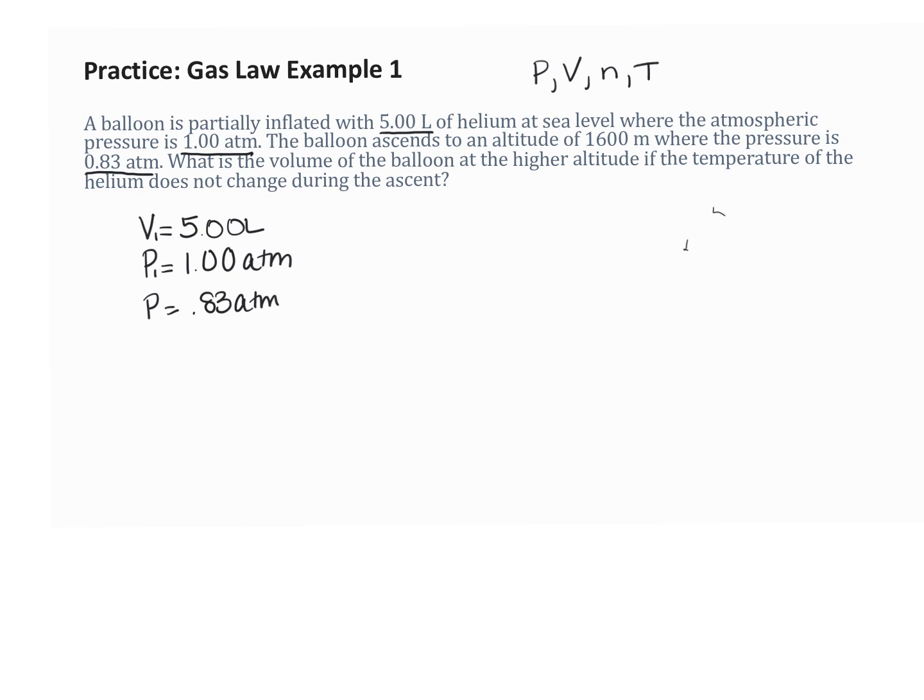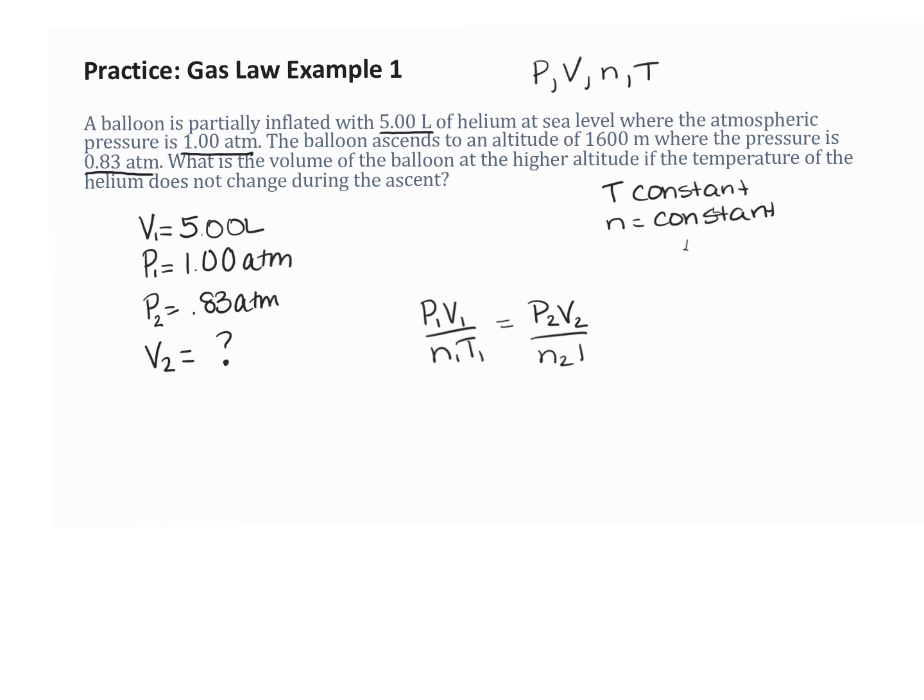What is the volume of the balloon at the higher altitude? So we are looking for the second volume here, and it tells us the temperature doesn't change. And so that means the temperature is constant because it doesn't change. And then the number of moles isn't even mentioned, so we can assume that the number of moles is also constant. So because you have 2 sets of conditions, you want to set up the ideal gas law, P1V1 over N1T1 equals P2V2 over N2T2.